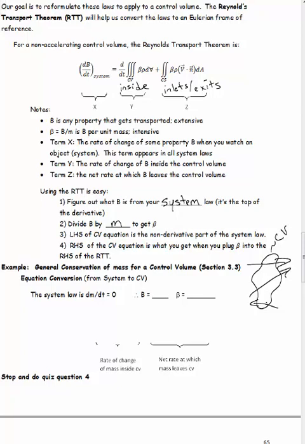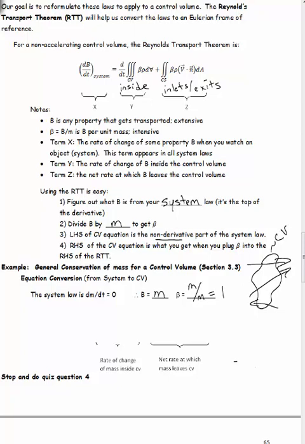Okay, so step one, figure out what B is. From your system law, you look at the d dt term, and for conservation of mass, our system law was dm/dt equals 0. So B has to be m. Now to get beta, you just divide by m. So m over m is 1. So beta is just 1. Very simple.